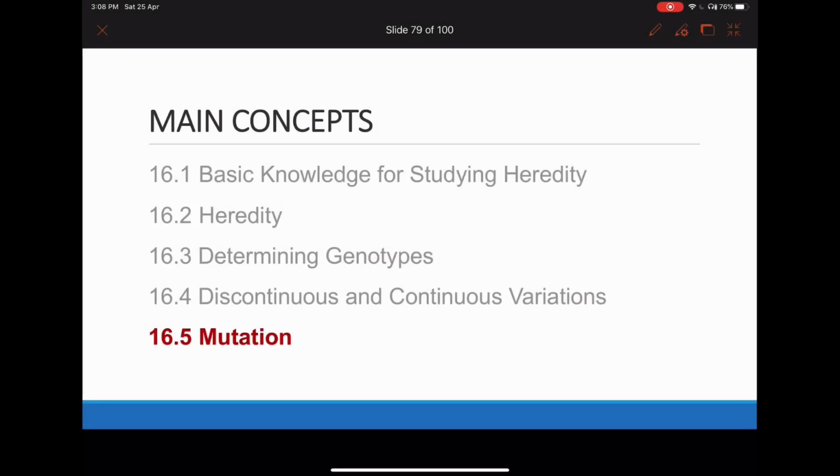Alright, hi everyone. Welcome to the last video of this particular chapter. This is quite a big chapter and we spent quite a bit of time explaining genetic diagrams, Punnett squares, etc. So for this last part, on mutation, it's actually pretty straightforward and quite factual for you to understand.